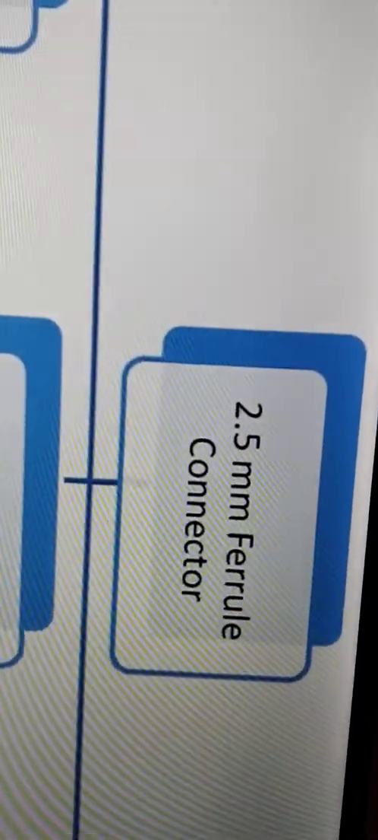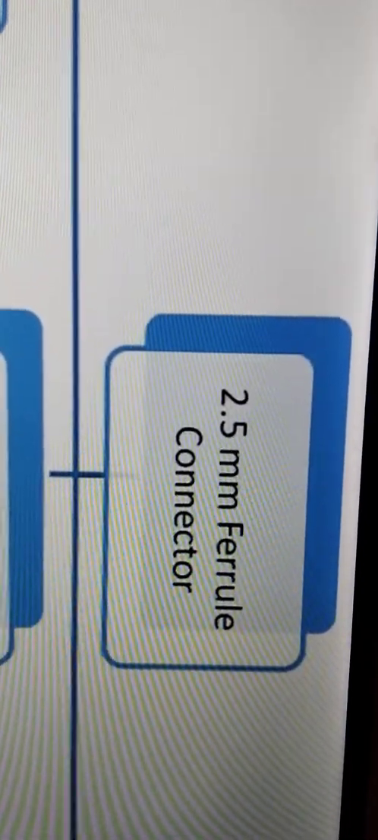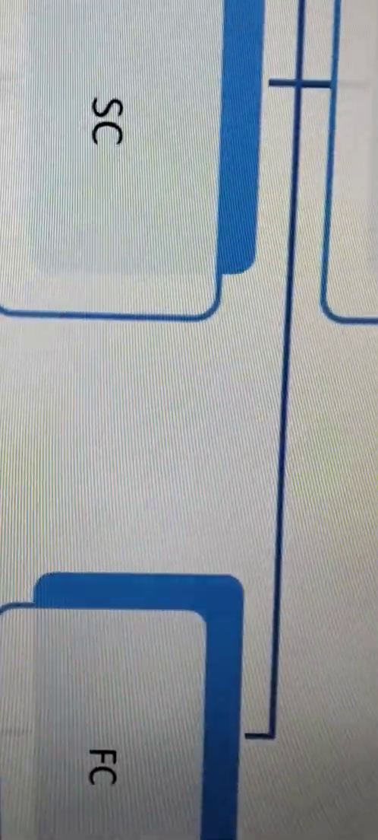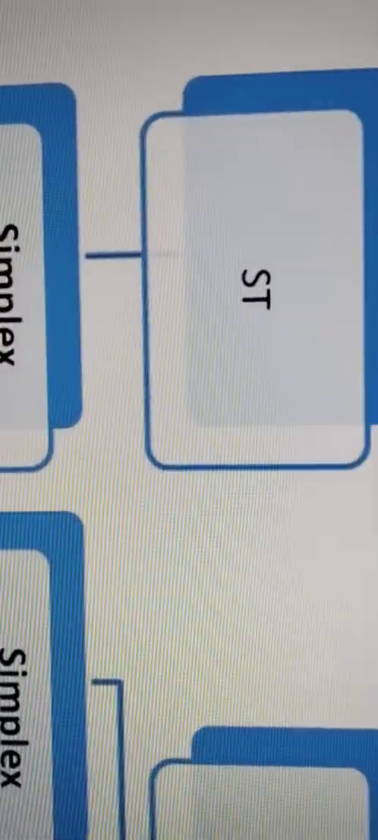In this diagram, we will discuss the 2.5 mm ferrule connectors, which are ST, SC, and FC. And it's not on this screen, so I will go to the next slide. LC is also very common.